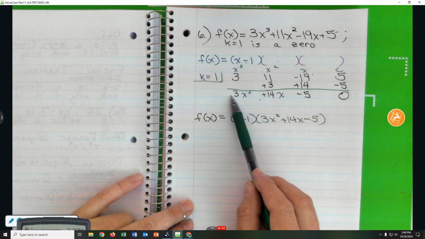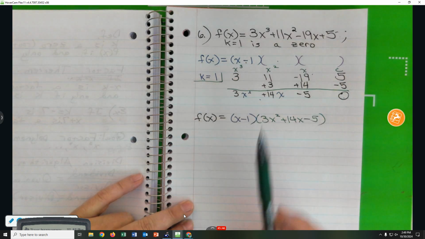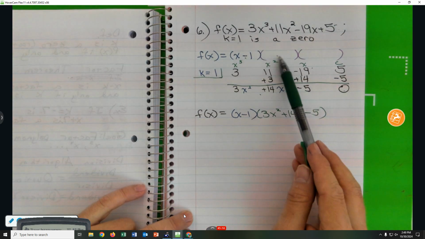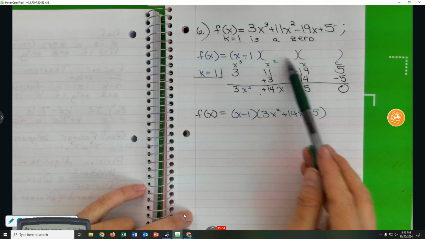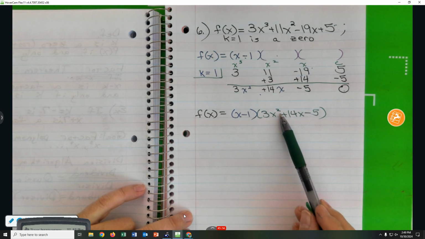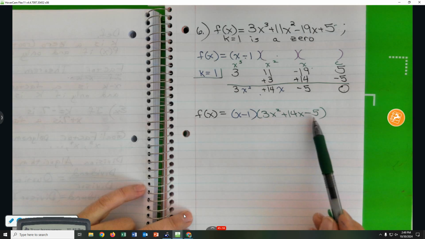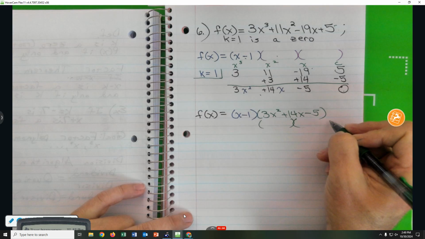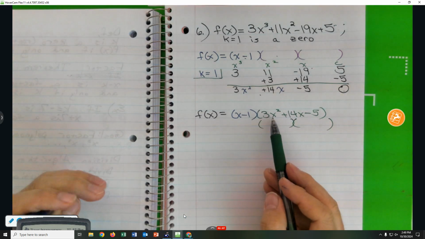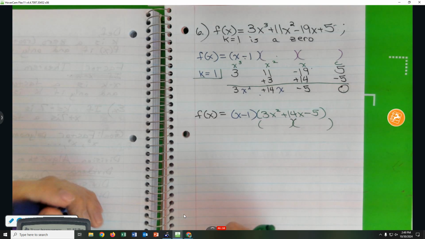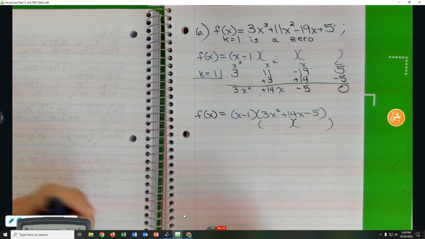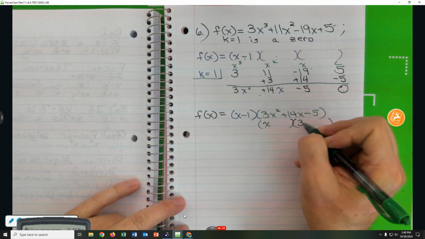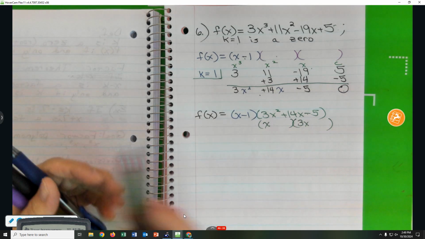X minus 1 times this stuff here will give us back that third degree polynomial. But they want it in linear factors. So this is not the answer they want. This isn't linear, it's quadratic. But we know how to factor this quadratic expression. Let's write my two sets of parentheses. 3x squared. What times what will give us 3? There's 1 times 3, so I'm going to say 1x times 3x. Uh-oh, the last sign's a minus. What does that mean?